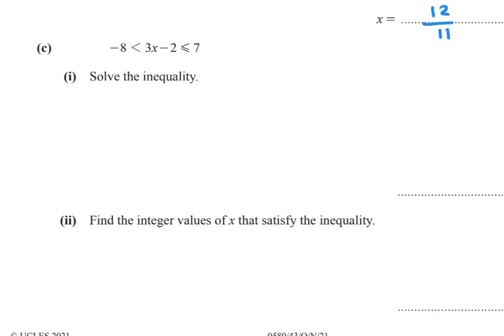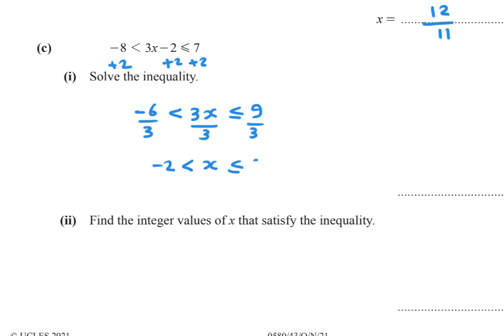Now C, negative 8 is less than 3x minus 2, which is less than or equal to negative 7. Solve the inequality. So add 2 to all sides, or you can transpose negative 2 to the other side as positive. So now you are left with negative 6 less than 3x less than or equal to 9. Then divide by 3 throughout. So x is more than negative 2 and less than or equal to 3.